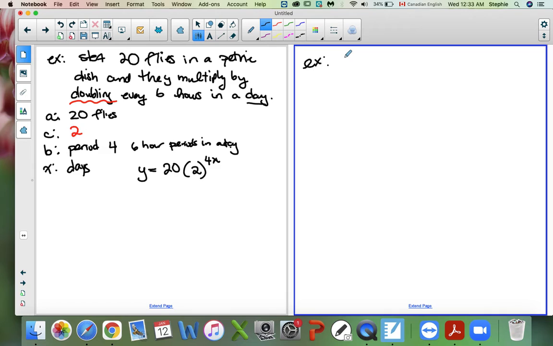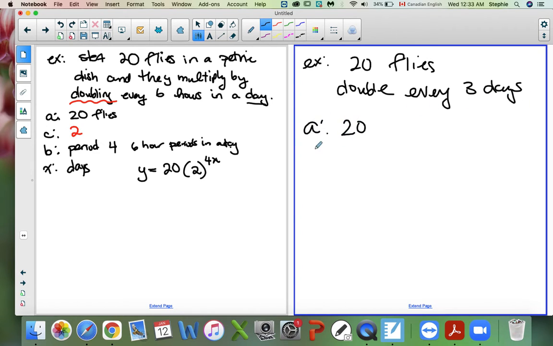Second example. There are 20 flies again, but they double every 3 days. So in this case, I didn't mention anything else. I didn't mention hours. I just said they double every 3 days. So your unit of time is days. So your A is still your 20 flies. Your C is still 2. But now your B is 1 over 3 because your x is days.